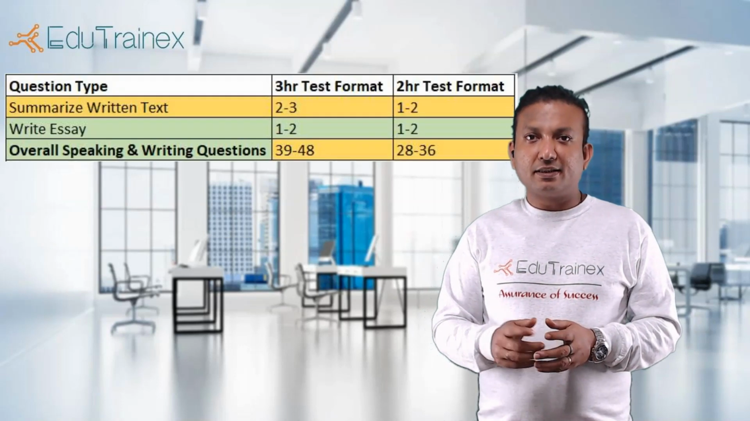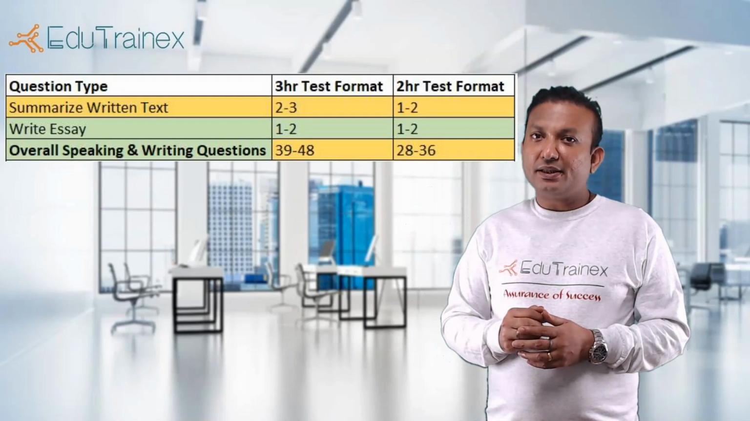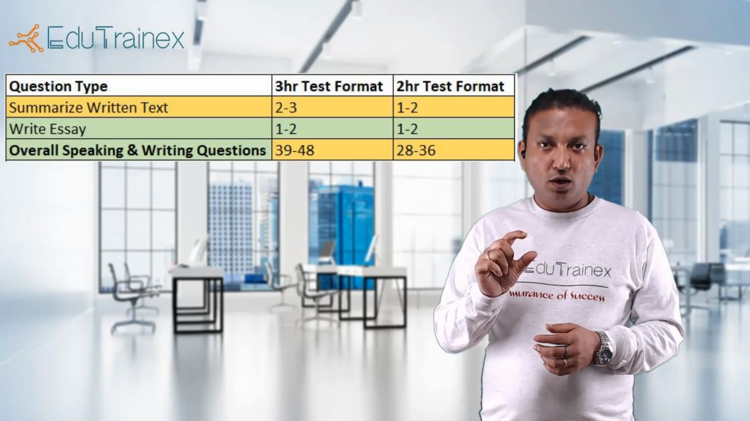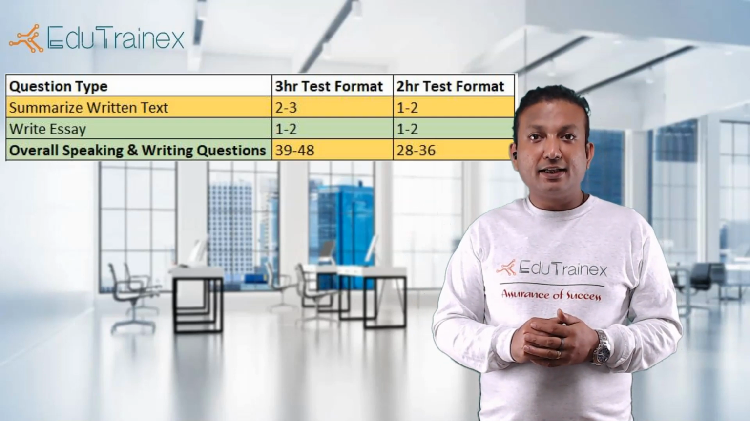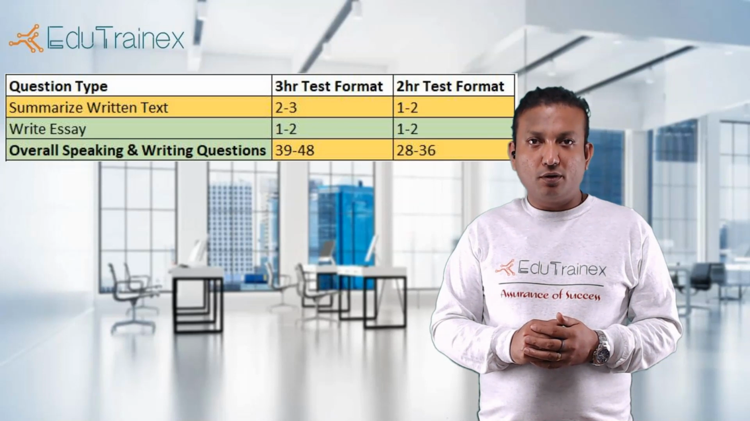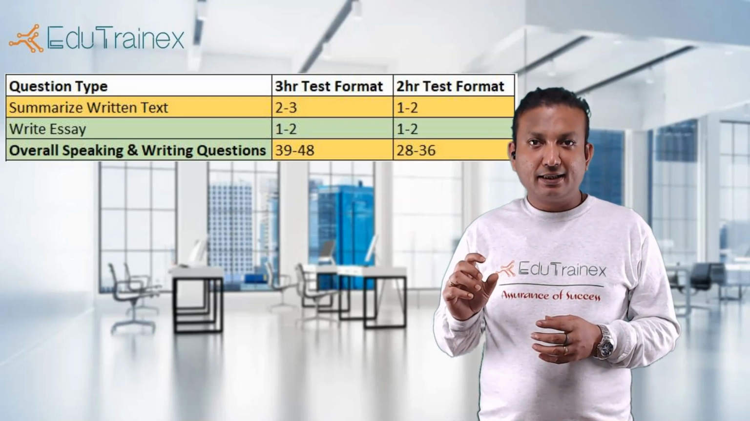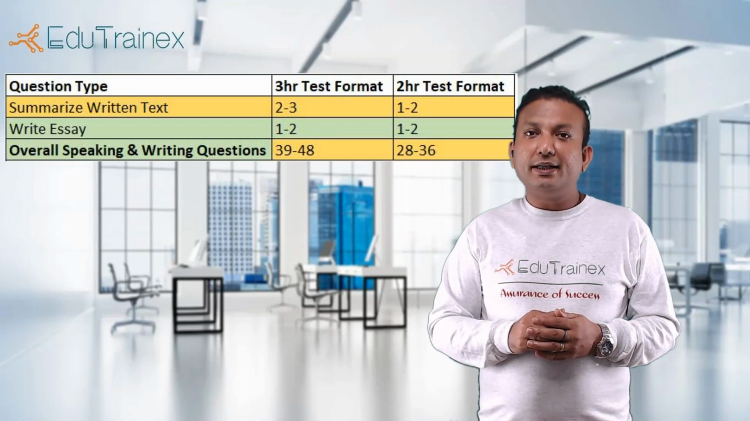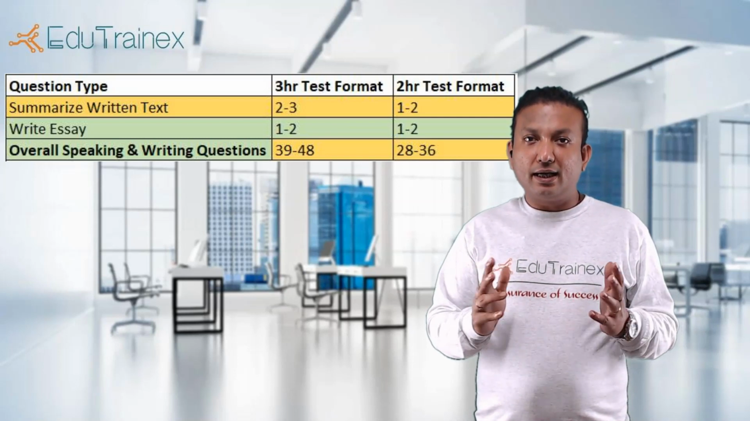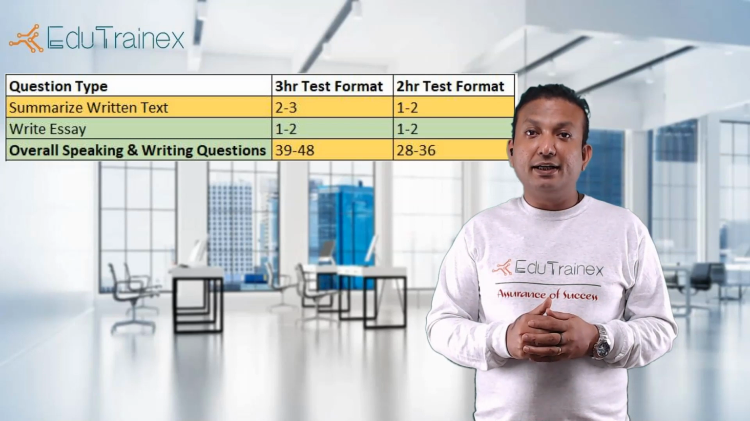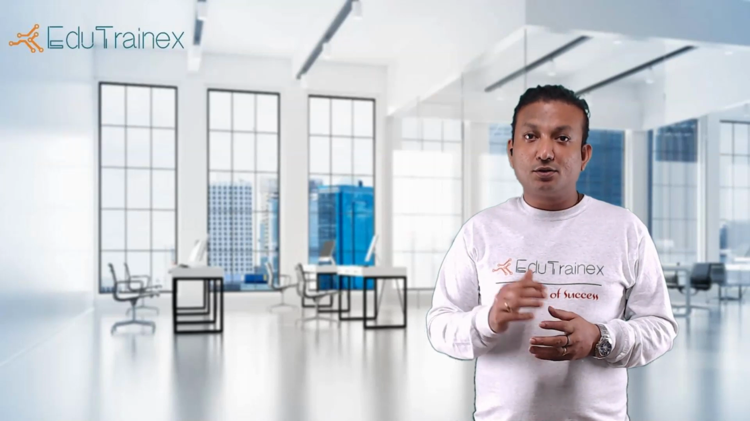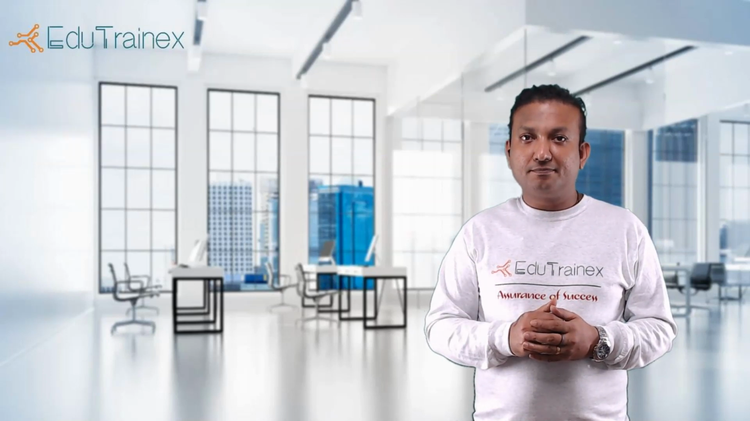For the writing section, the summarize written text has been reduced from 2 to 3 to 1 to 2, and write essay remains the same. So overall, for part 1 of the test, which is speaking and writing, you now have 28 to 36 questions, as compared to 39 to 48 previously. So that's a very drastic change.